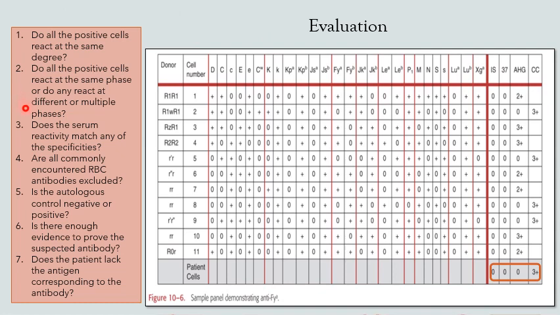Number 3, does the serum reactivity match any of the specificities? When a single antibody is present, the pattern of reactivity usually matches a pattern of antigen expression. So here in the figure, it matches the FYA pattern. So we will see.